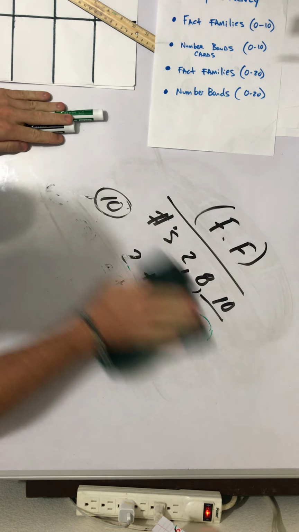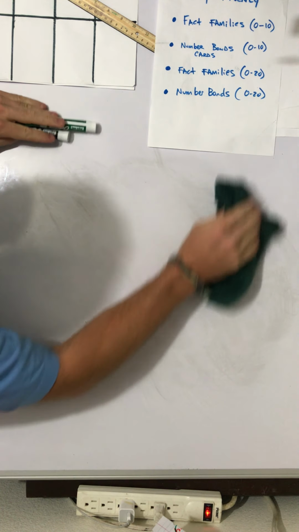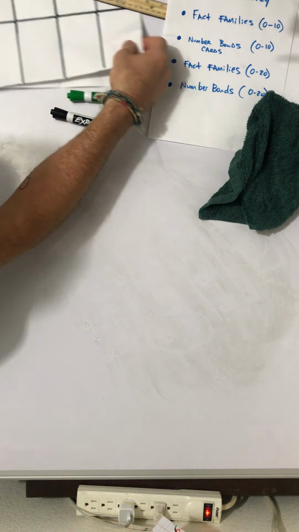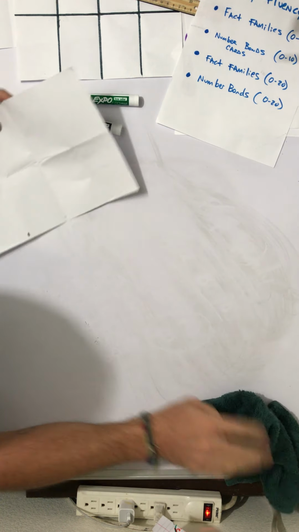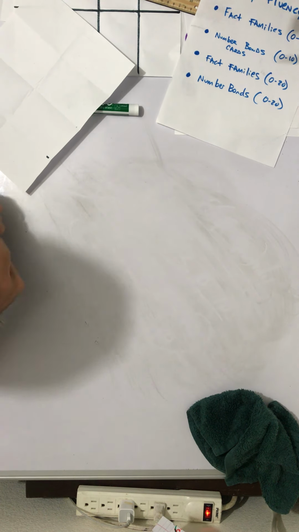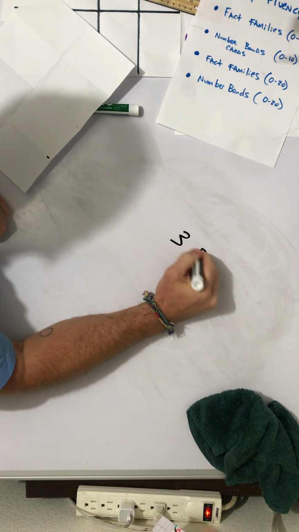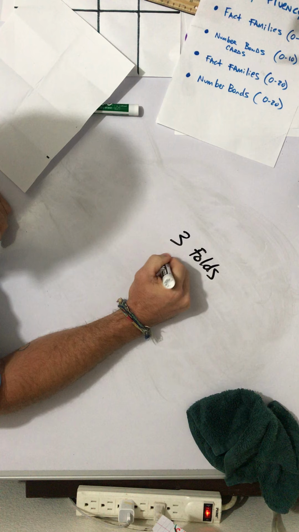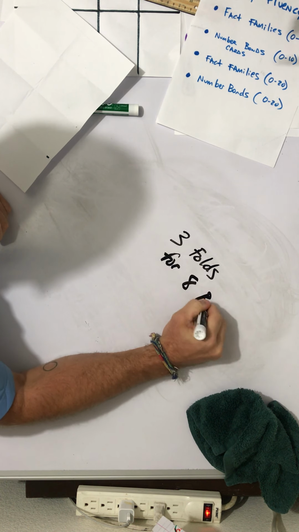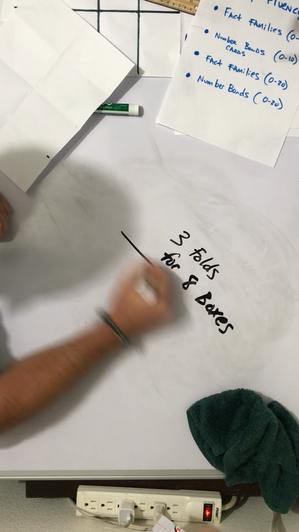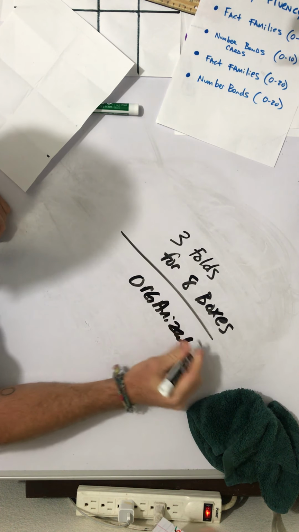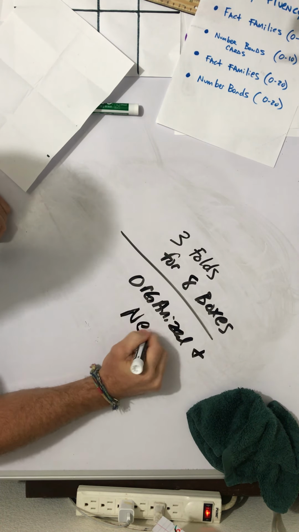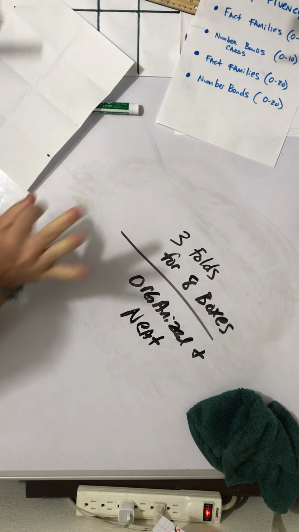All right, now here's what you're going to need for your activity today. You're going to need to take a sheet of paper, and we're going to make 3 total folds, 3 folds for 8 boxes. Trying to stay organized and neat. Okay, so I make 3 folds.